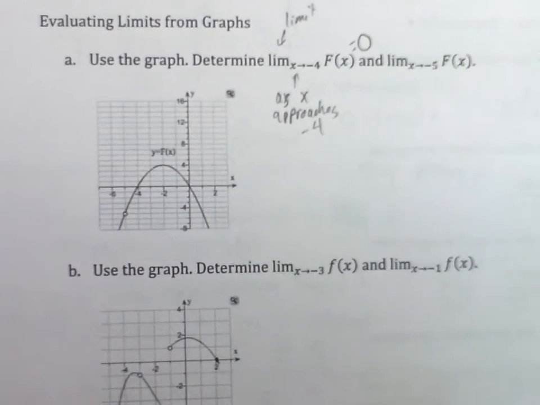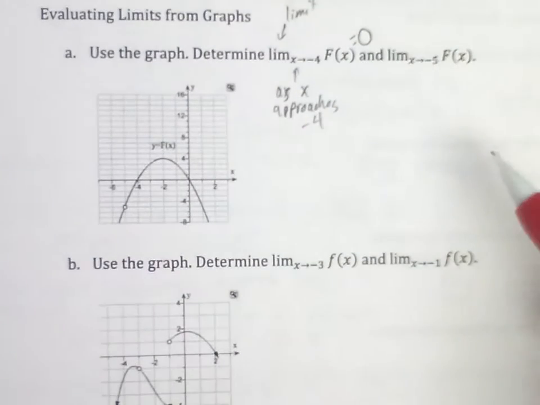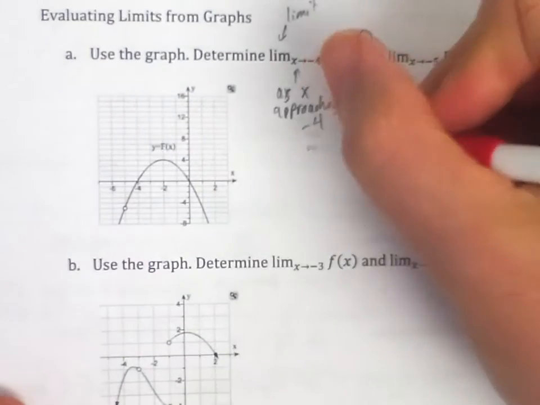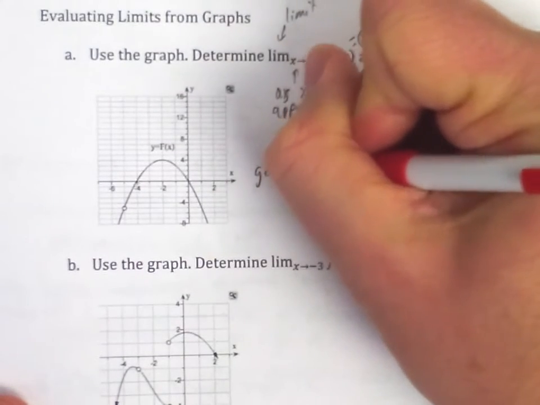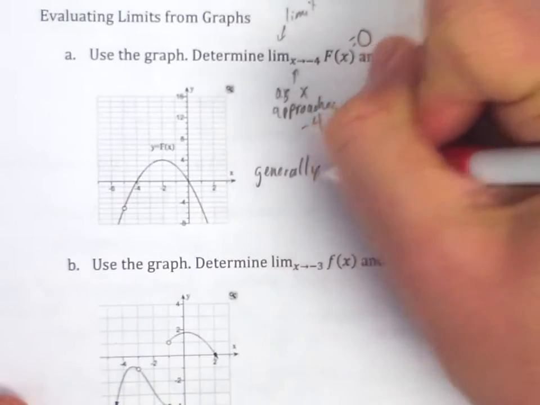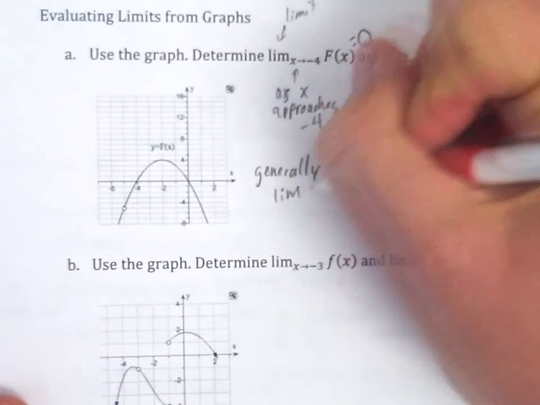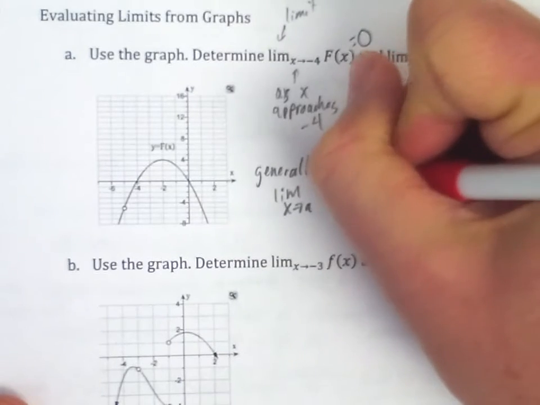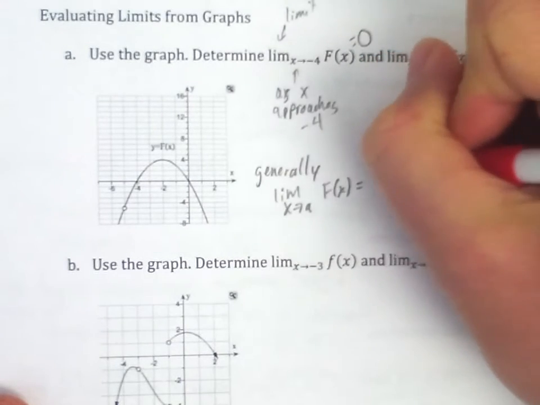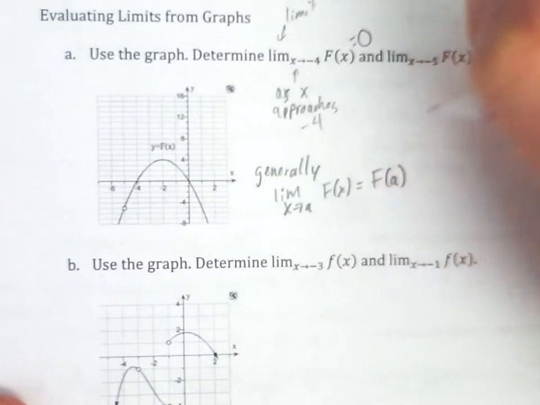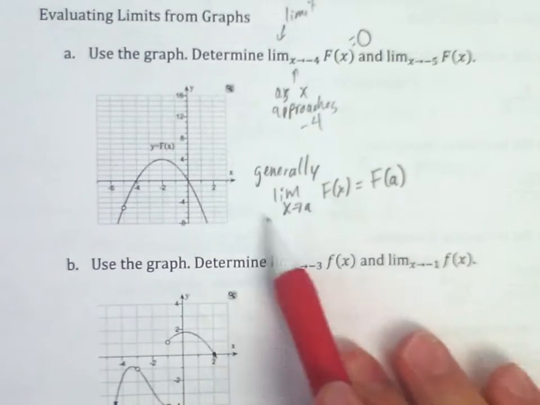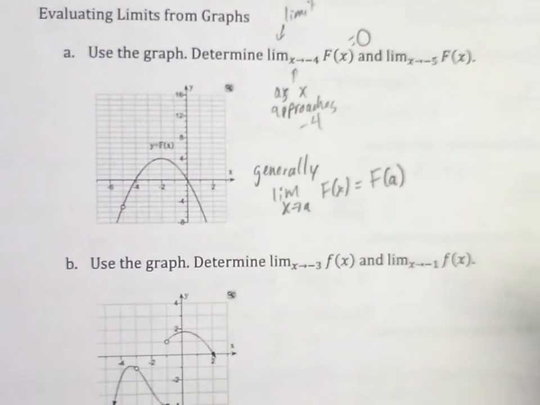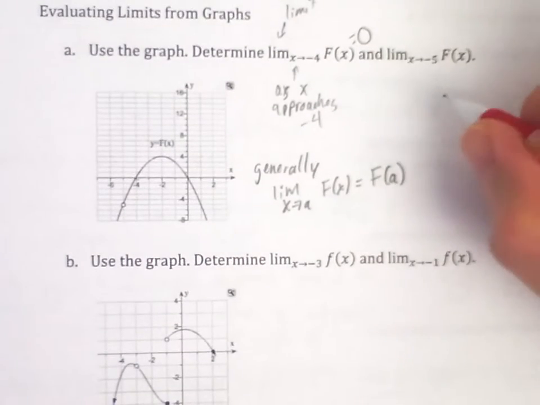Where it's interesting is where something else happens. So generally, the limit as x approaches a of f of x equals just f of a. Whatever that number is, we just plug it in and we get the number. And then there are special cases.